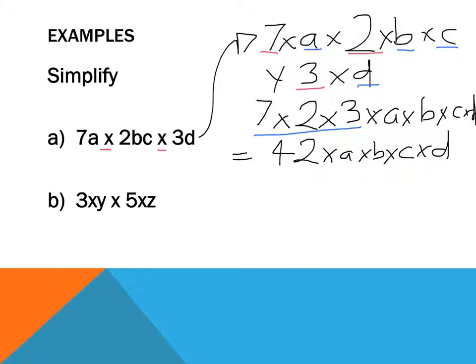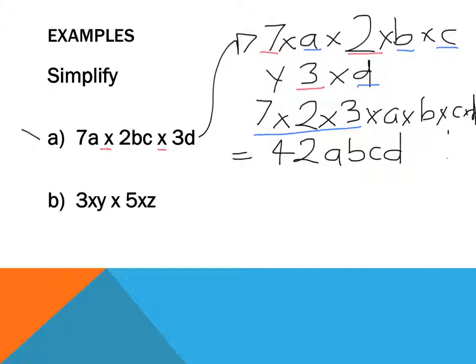Now, I know that I can't combine any more of those pronumerals, and I know that I don't actually write times, so I'll just get rid of those multiplication signs, and my answer becomes 42. Let's write this a bit better now. 42ABCD. Okay, that's a simple way of working that one out.